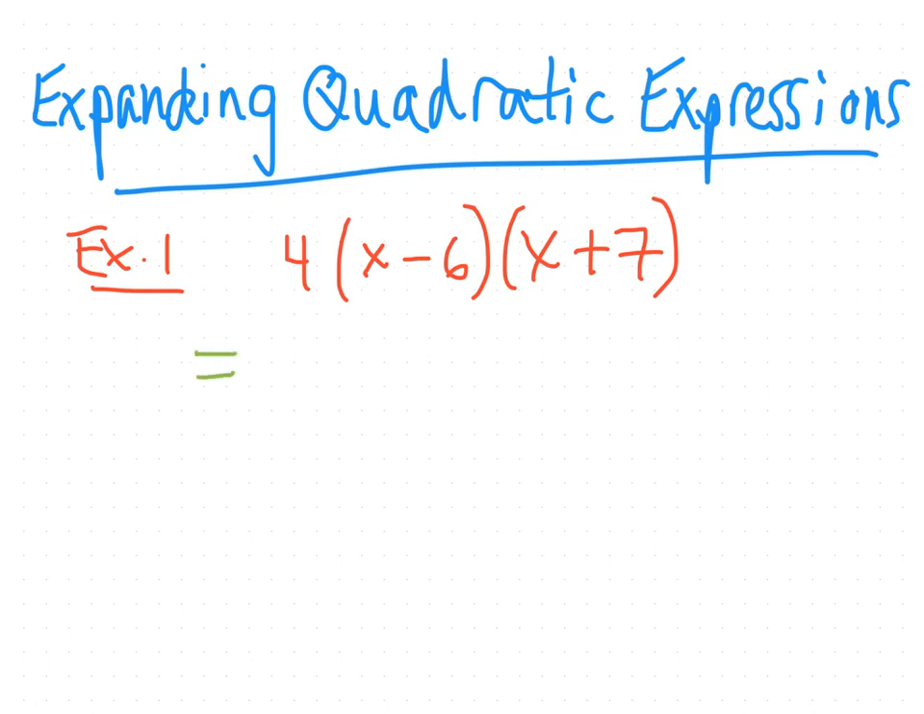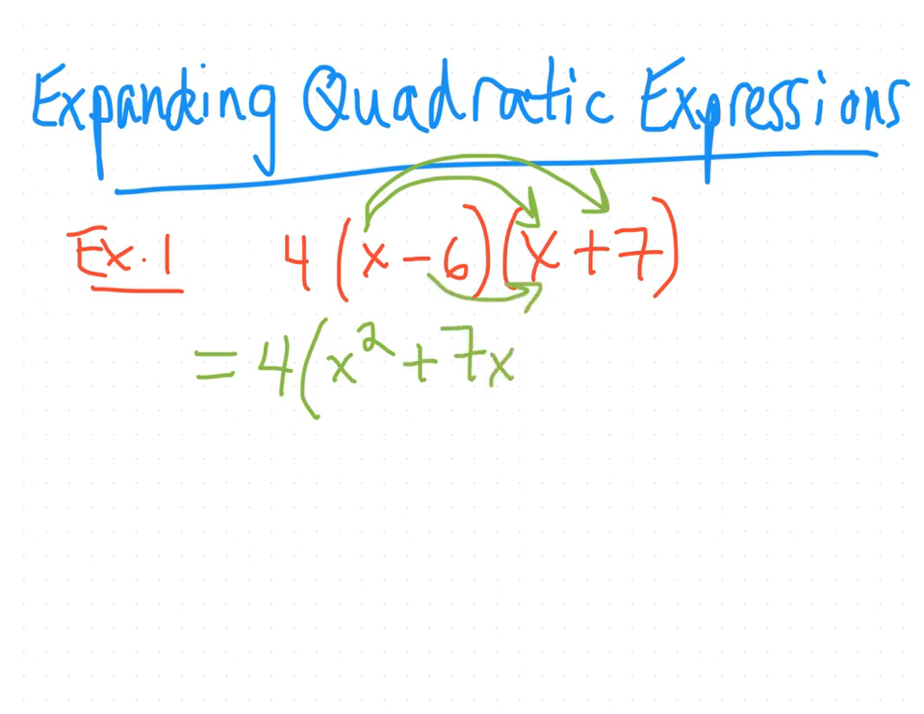So we're going to leave the factor of 4 on the outside, and we're going to expand the two binomials first. We take the first term and multiply it by the second term. Since we're leaving the 4 on the outside, we need to leave a bracket. That first distributive property, the expansion, the product is x squared. Then x times positive 7 becomes positive 7x. Then negative 6 times x, the product is negative 6x. And finally, the last expansion, negative 6 times 7 is negative 42, and we close the brackets.